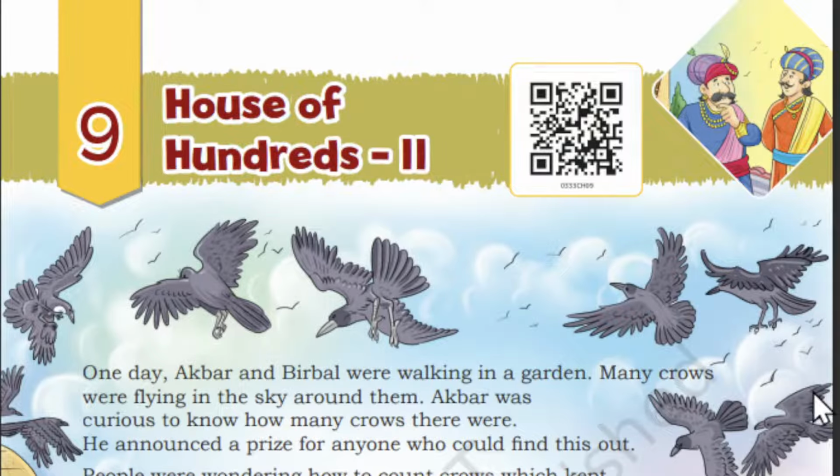So, today we are going to see class 3 mathematics, chapter number 9. The chapter name is Houses of Hundreds, and this is part 2. Part 1 of Houses of Hundred we have already completed in term 1, chapter number 6. So, this is the second part. This lesson we will be getting in term 2 portion. All right, so let's go into this chapter.